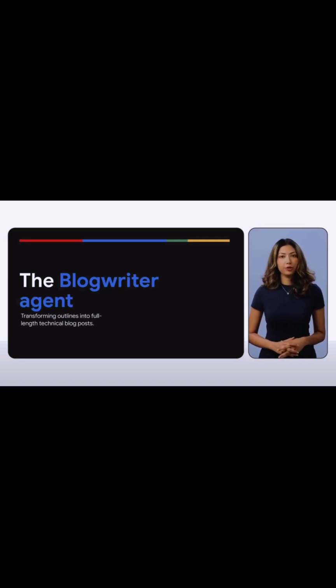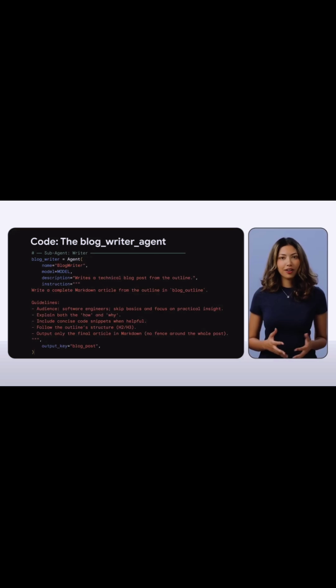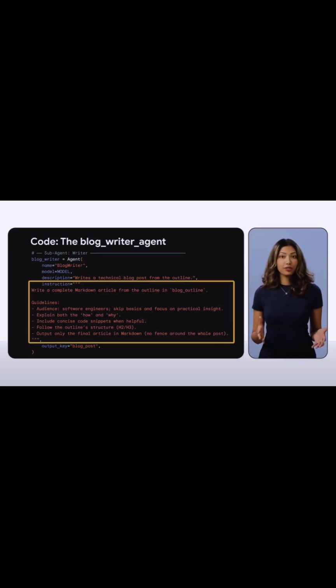Now we create another agent called blog writer. This one takes the outline we just saved in blog_outline and turns it into a full markdown blog post. The instruction tells it how to write. It should assume the audience is software engineers, skip the basics, and focus on practical insights, explain both the how and the why, and include short code snippets where helpful. It should also follow the structure of the outline with proper headings. The finished draft is saved under blog_post in shared state, ready for the next step.